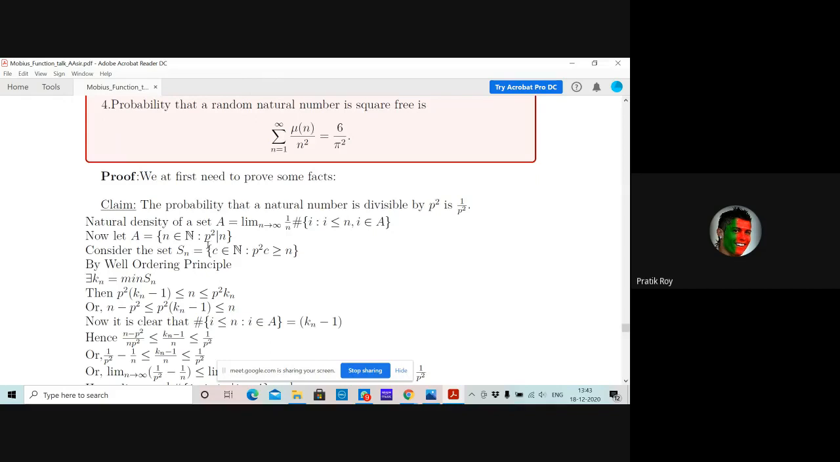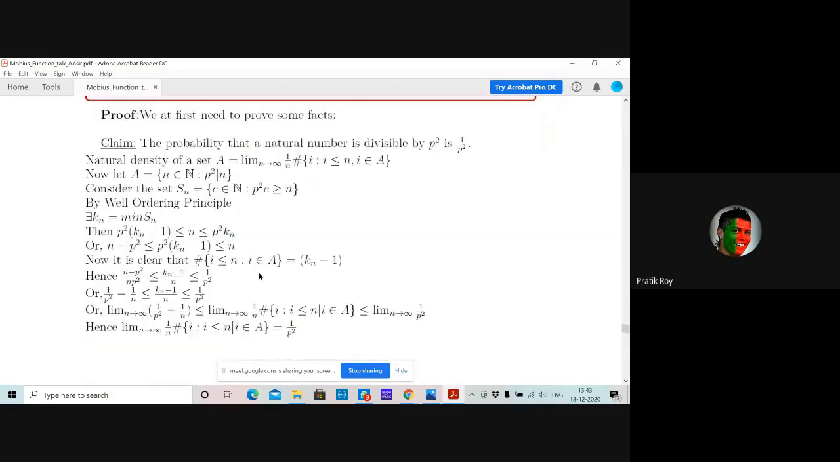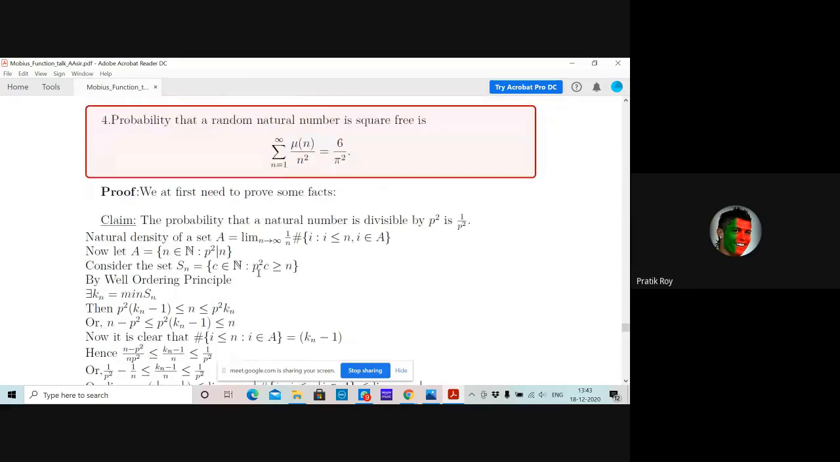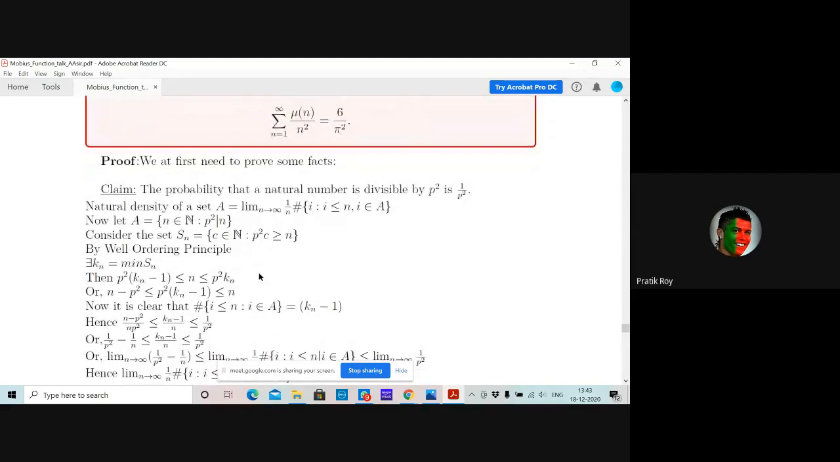So at first I define a set: n belongs to the naturals such that p square divides n, basically the multiples of p square. This is an infinite set, and I don't know how to deal with infinite sets as of now. So I look at a finite version of this set, that is, I look at all those multiples of p square which are less than a particular number, say n.